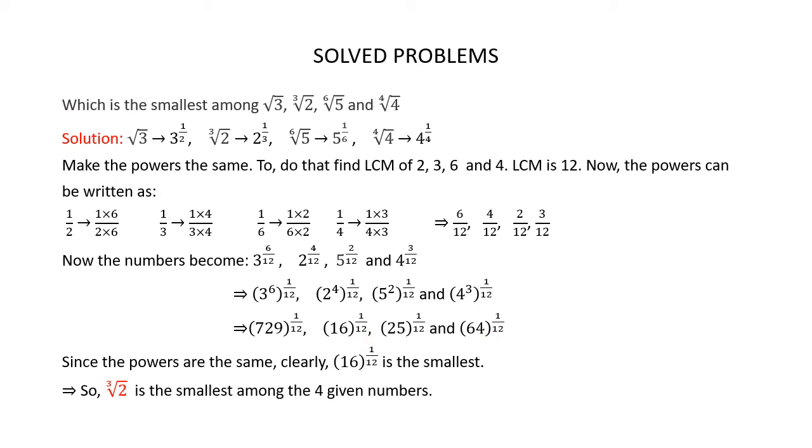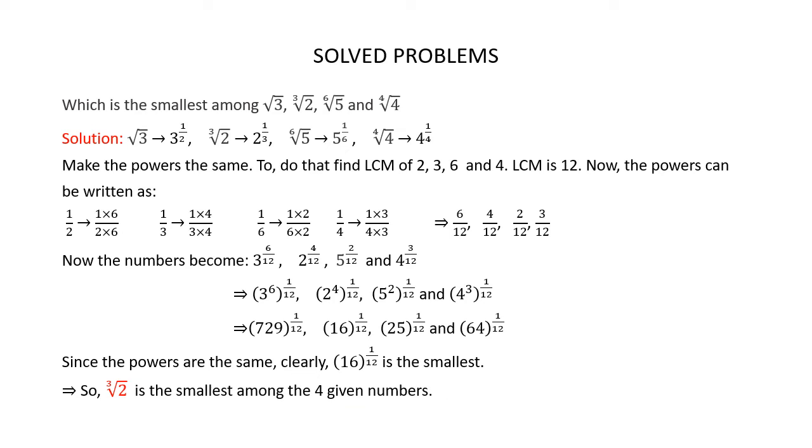So compare the bases. When you compare the bases, clearly 16 is the smallest. So 16 raised to the power 1 by 12 is the smallest. This is nothing but the number cube root of 2. So cube root of 2 is the smallest among the four given numbers.